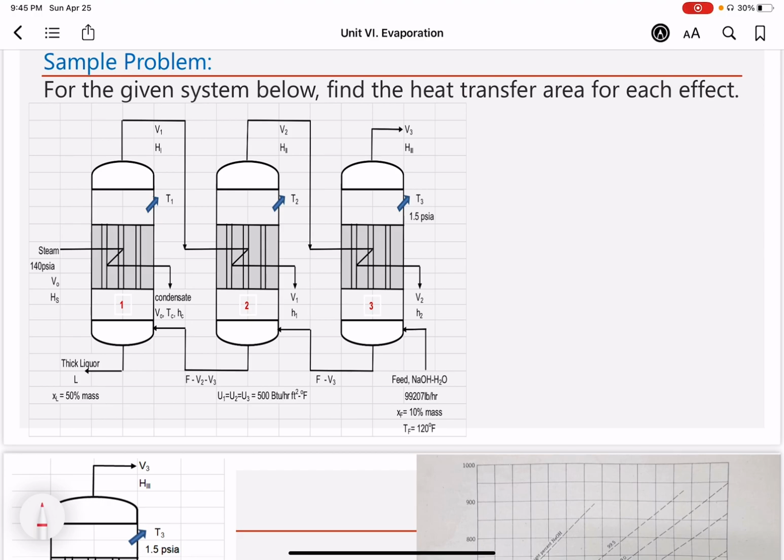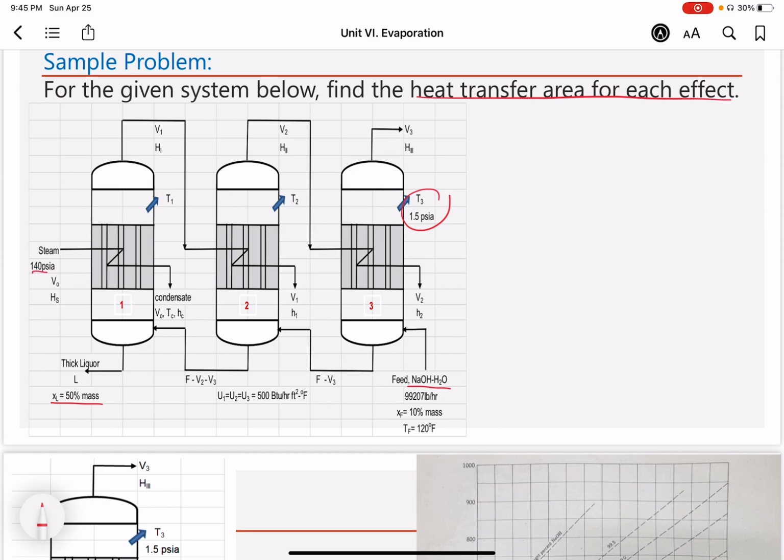Okay? So you are given, this one is a backward feed. Find the heat transfer area for each effect, assuming you are given an NaOH water solution given at the feed rate of 99,207 pounds per hour, having a 10% solute and at 120 degrees Fahrenheit, and then leaving at 50% mass. You are given that your U1, U2, and U3 are equivalent to 500 BTU per hour feet squared degrees Fahrenheit. T3 is operated at 1.5 psia, and steam is available at 140 psi.